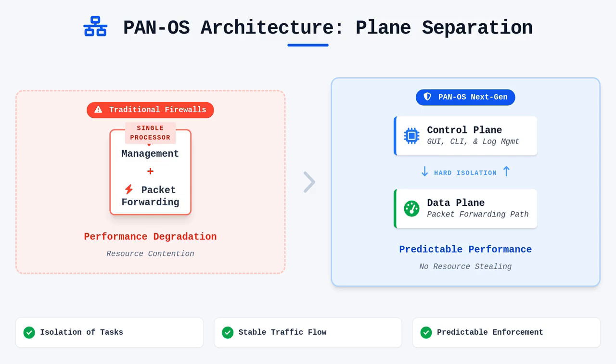The control plane is primarily responsible for management tasks, such as handling the graphical user interface, the command line interface, and log management. By isolating these processes, we ensure that administrative activities or heavy reporting tasks never steal resources from the critical path of traffic processing. This separation is foundational to the predictability of our security enforcement, regardless of the load on the management interface.